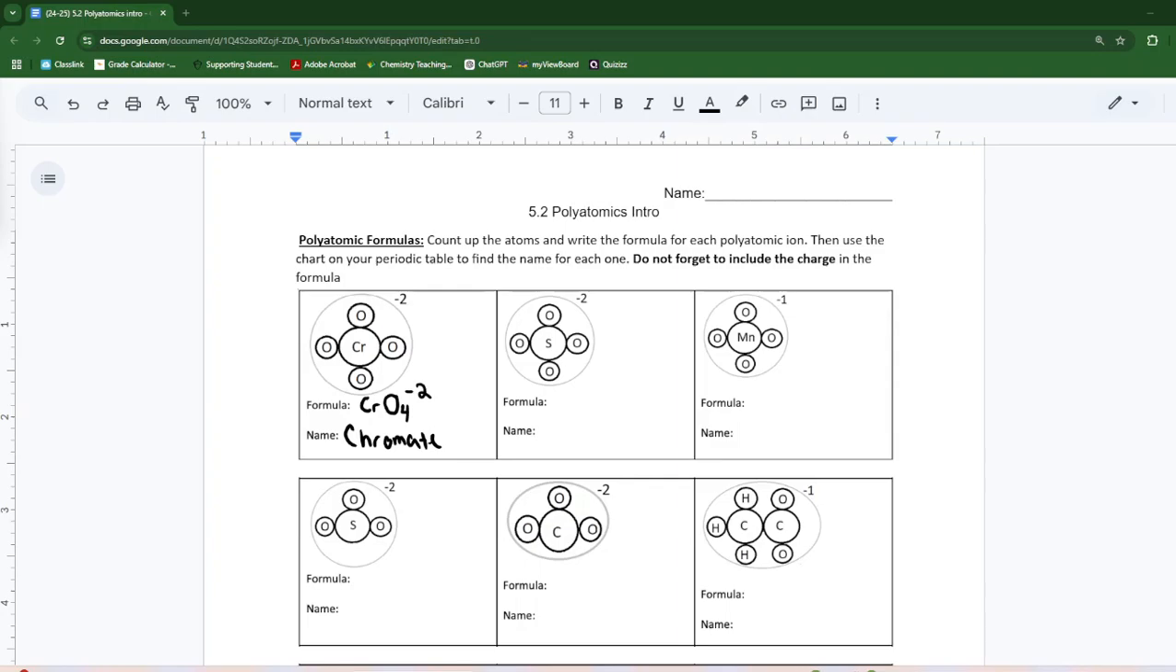So what did we learn about non-metals before? Non-metals are going to gain electrons and become negative, and that's it. So let's try another one. Let's try one that's maybe a little more difficult.